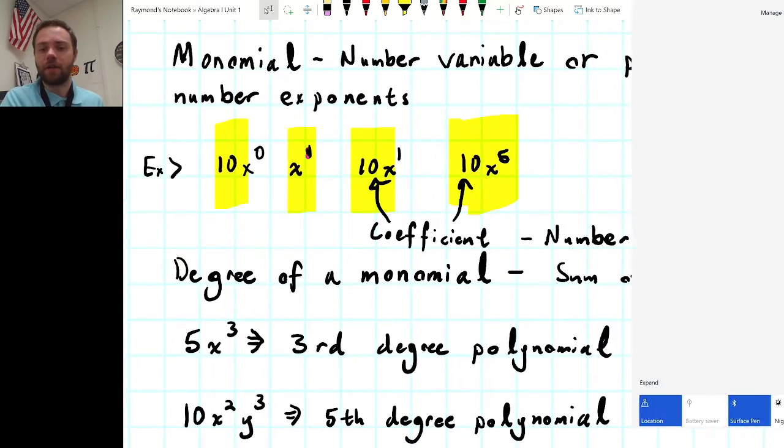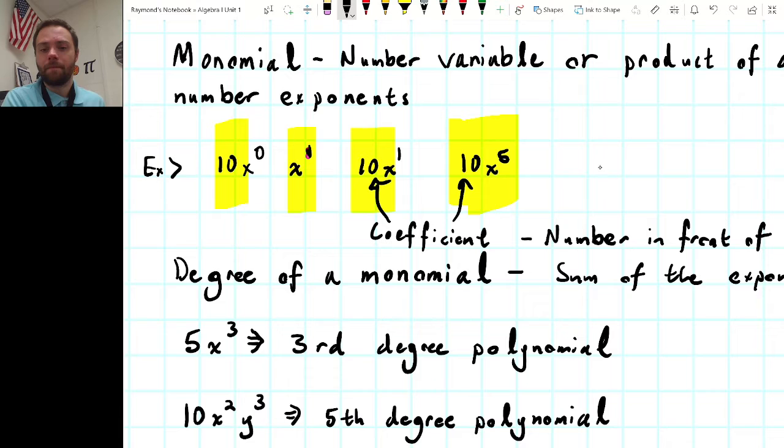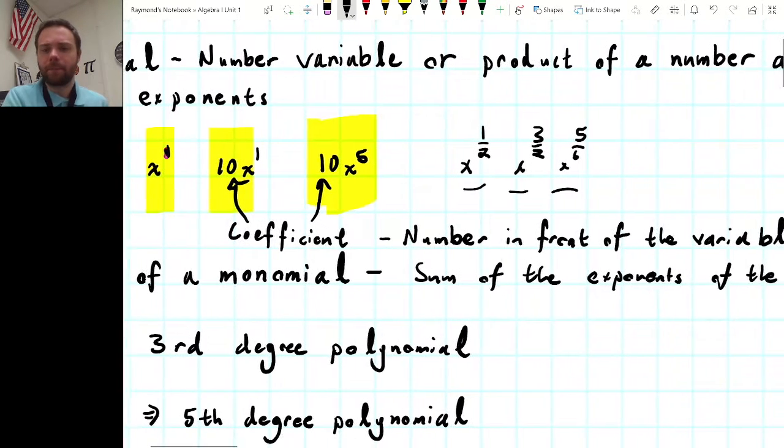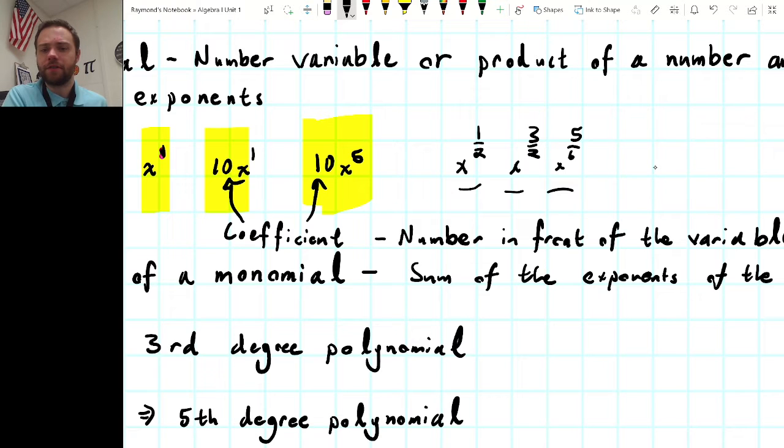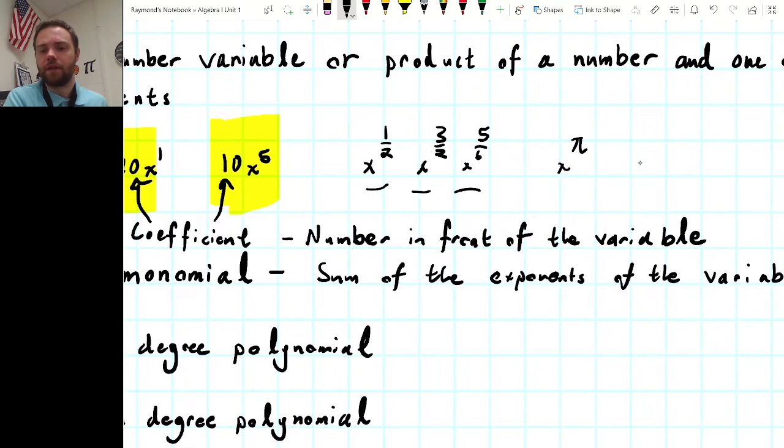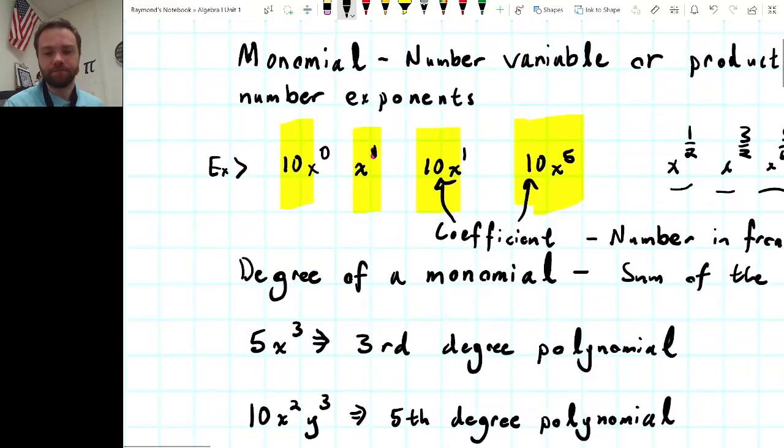I want to make sure that you understand if you see x to the 1/2 or to some fraction, like x to the 3/2 or x to the 5/6, that is not a monomial, because it's raised to a fraction of a power. So you can't have fractions. You can't have x to the pi, irrational numbers. So that's not going to work, that's not a monomial. And you can't have negative powers. So x to the -2 means something completely different. It's not a monomial.